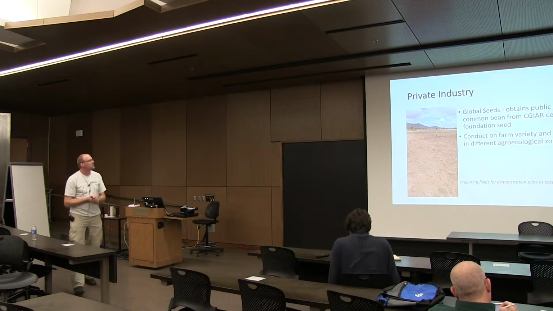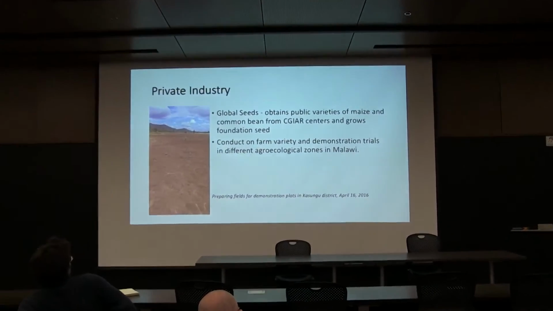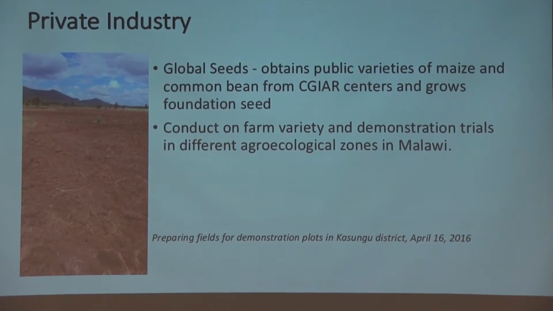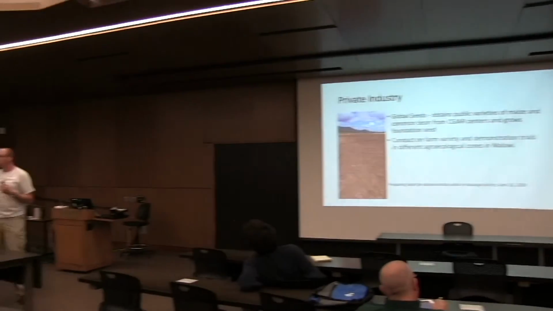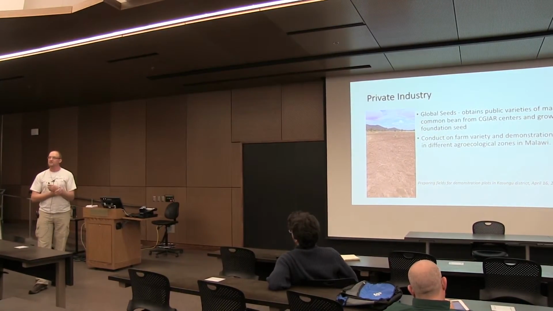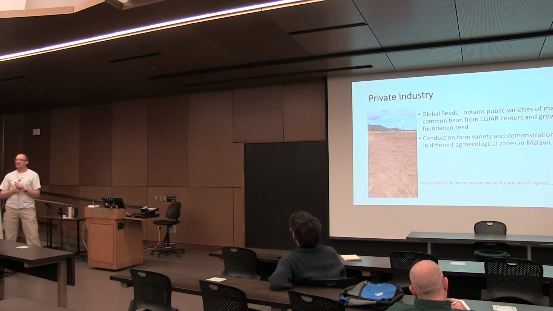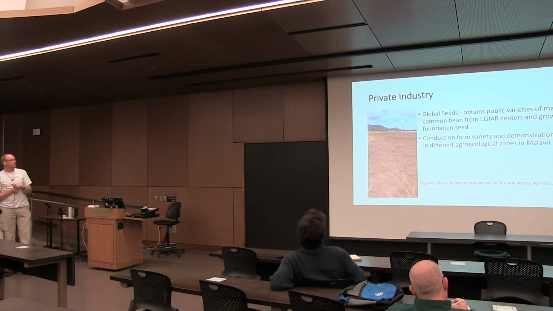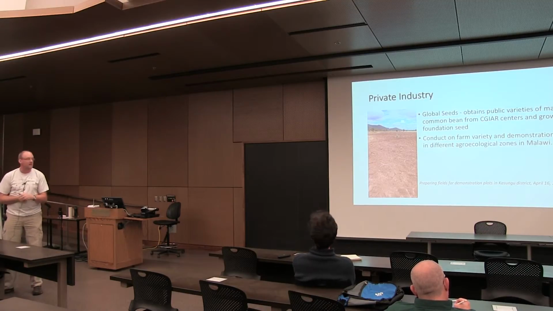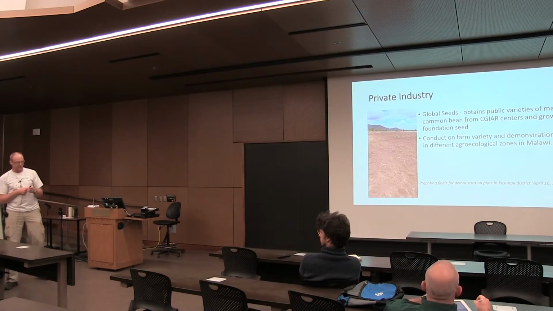We're also expanding into working with private industry. Global Seeds is a private seed company, and they go to CGIAR centers, public centers like CIMMYT or ICRISAT. They get public seed varieties, grow foundation seed, and then sell it off to companies who get it out into the rural areas where farmers have access to it. Now this is them breaking ground on a number of demonstration trials that are going to be planted within the next couple of weeks, scattered all over Malawi, where we'll start understanding how these different varieties interact in these different areas.